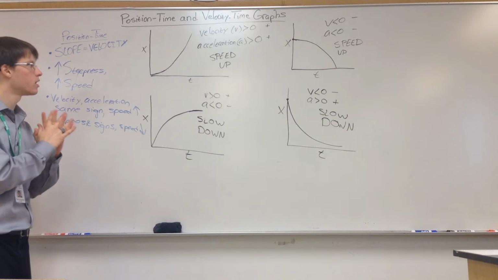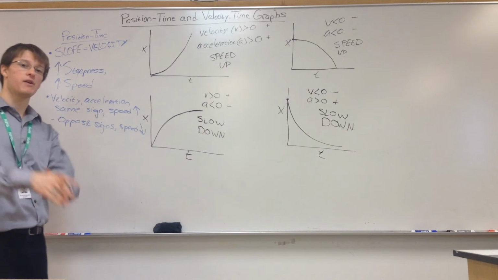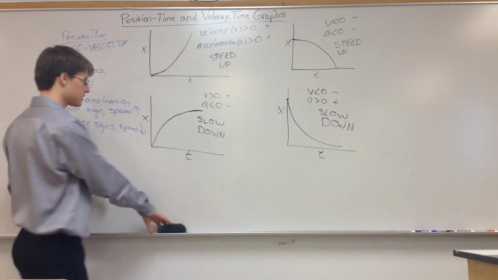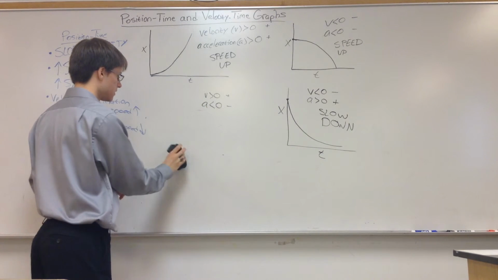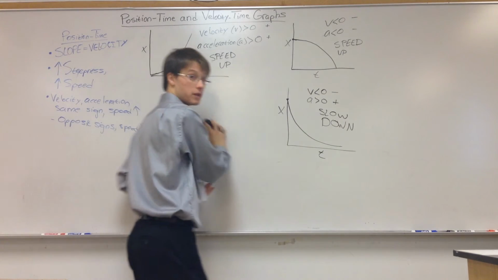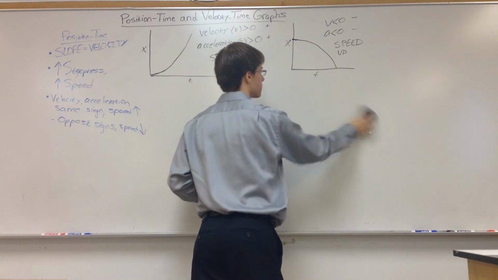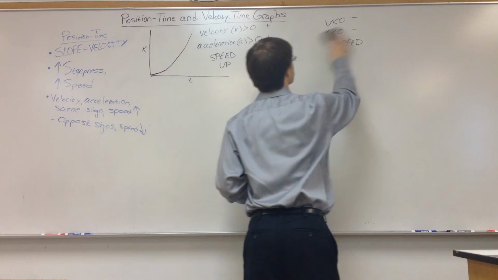So this is pretty much all you need to know for position time graphs that we're going to be doing. So now we're going to move to velocity time graphs. Now velocity time graphs are very similar to position time graphs, except instead of position, you're graphing velocity. So we're just going to look at a few of those.